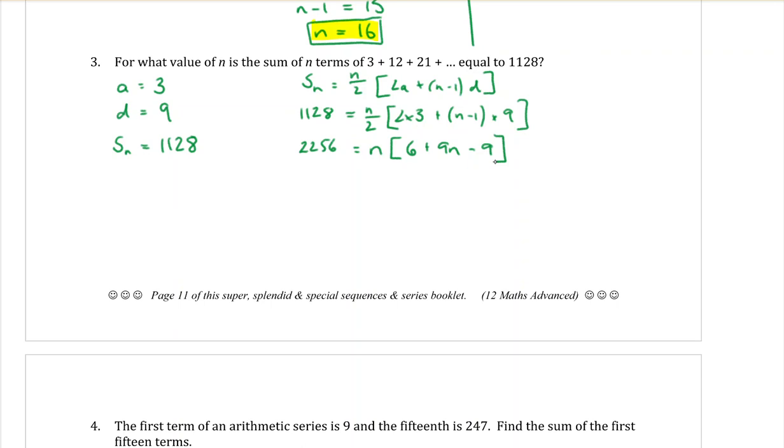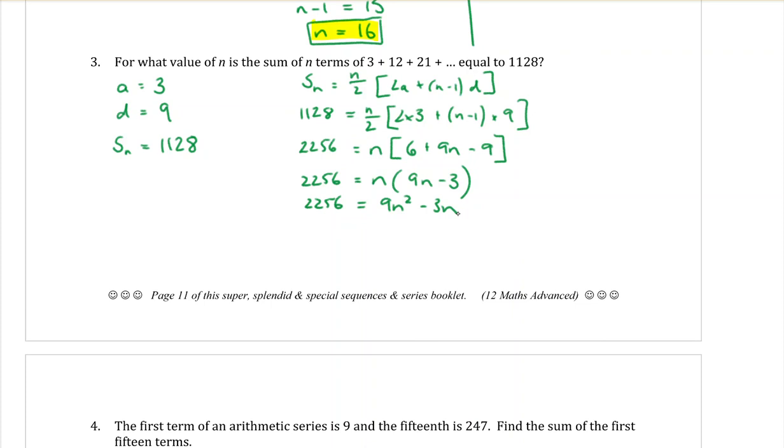That will make 2256 equals, in that bracket I have some like terms. I have a 9n, 6 take away 9 is negative 3. Okay, now I have to find n here, so I'm going to have to expand that out and I'm going to get a quadratic. So it's 2256 equals n times 9n is 9n squared, n times minus 3 is minus 3n.